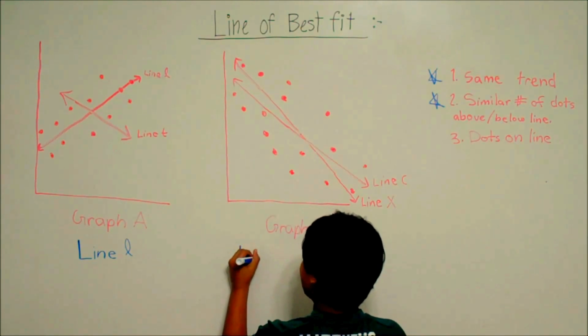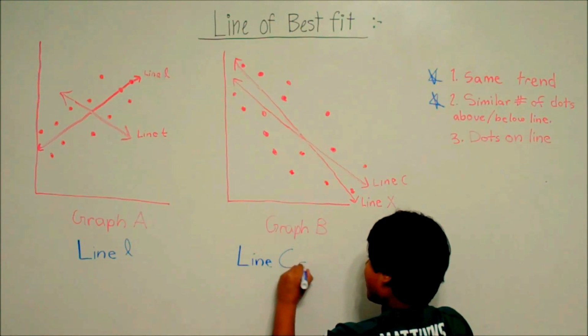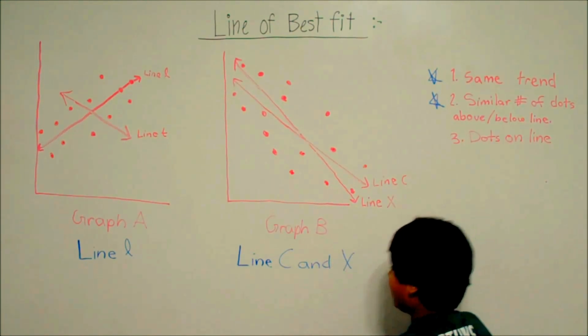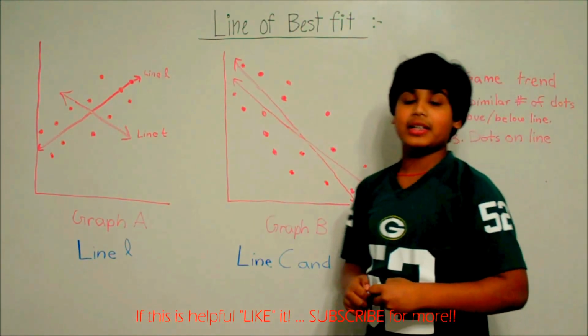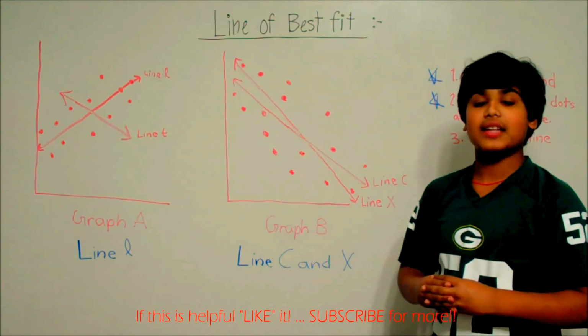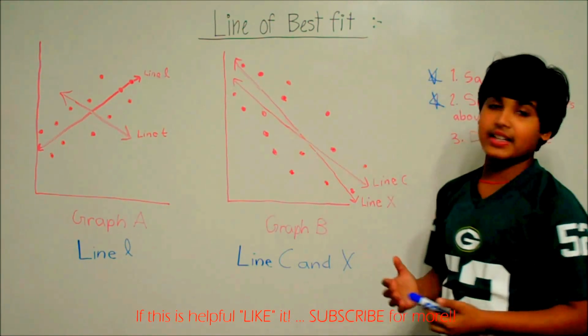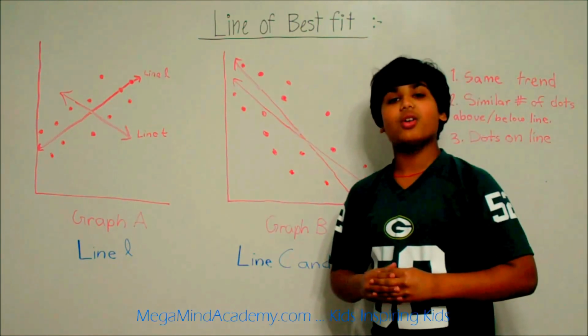Line C and X. Now, in some cases, you have a really big scatter plot, which is like plots that are filled all over. So you can't really tell if any is a good line of fit. In this case, there's no line of fit.